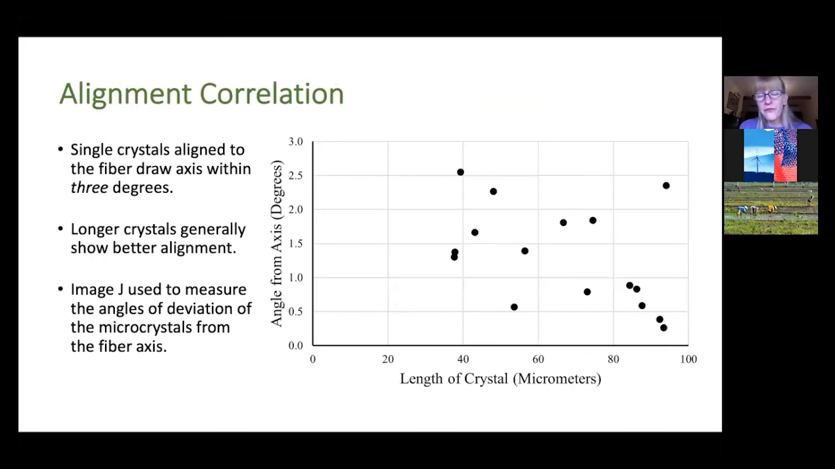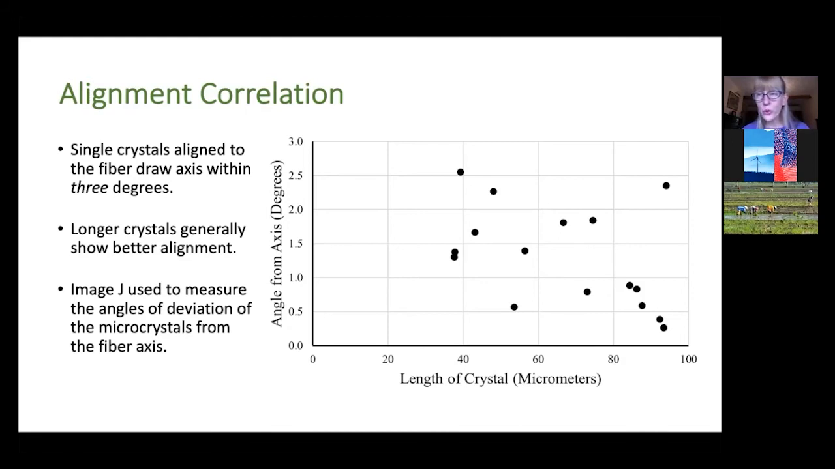We saw a fairly nice correlation. There's obviously some scatter here, but as we analyzed the individual crystals, we saw that they were aligning within 3 degrees of the fiber axis, the draw axis. And we also see the scale is from 3 degrees to 1. And we also see that as the microcrystal becomes longer, the deviation angle becomes less. And that's what you would expect.